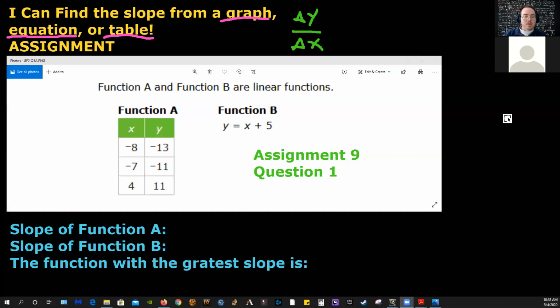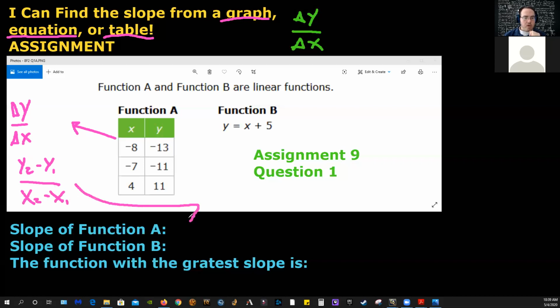Unmuted. Okay. So step 1, function A. So to solve this one, I'm not going to tell you what the answer is, but I'm going to tell you now, for this one, you're going to do the change in y over the change in x by doing y2 minus y1 over x2 minus x1. And that answer will go here.